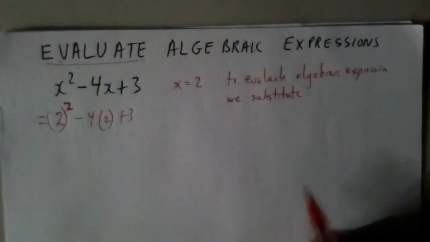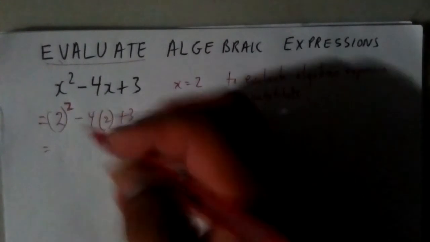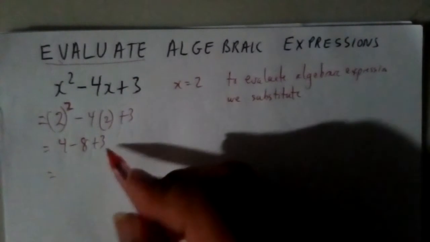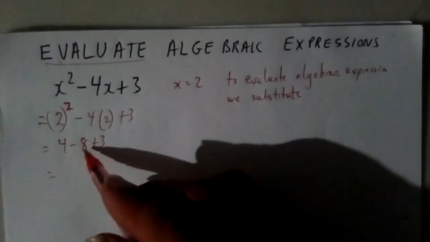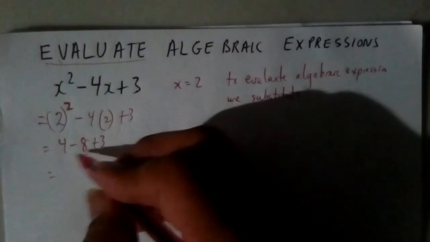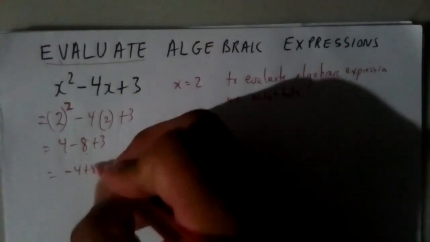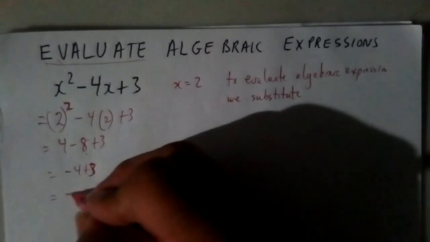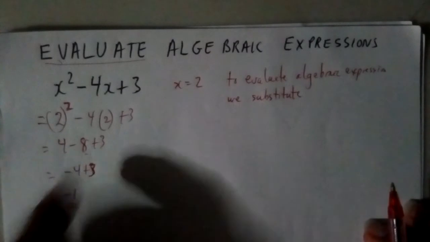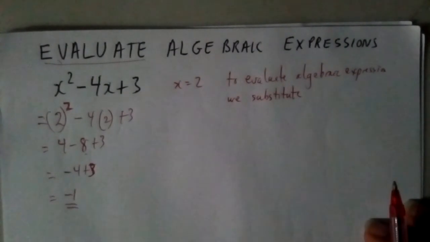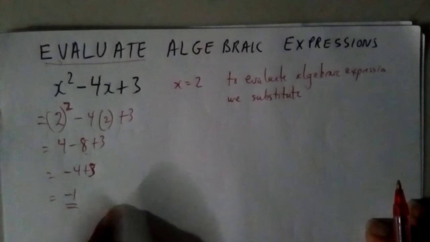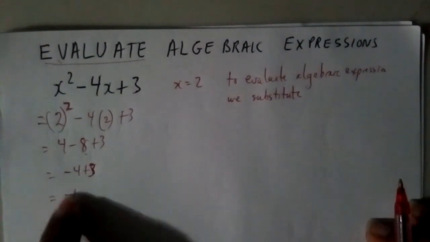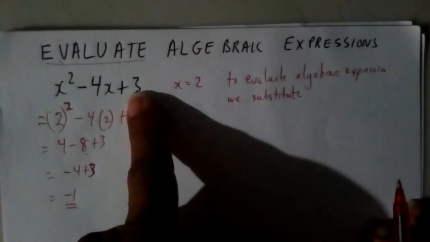All right, so continue to the next line. 2 squared will give us 4. 4 times 2 will give us 8, plus 3. Then here we'll group like terms, or you may go from left to right according to PEMDAS. So 4 take away 8 will give us negative 4, plus 3. And then negative 4 plus 3 will give us negative 1, and that's our solution, having evaluated this particular algebraic expression. And so we say that negative 1 is the value of this expression when x equals 2, right? So remember that negative 1 is the value of this algebraic expression when x equals 2.